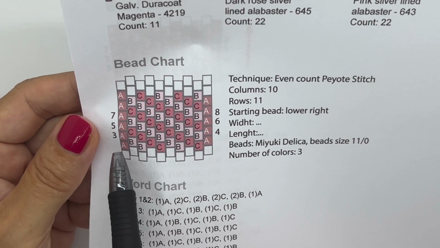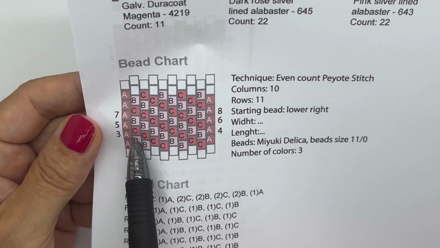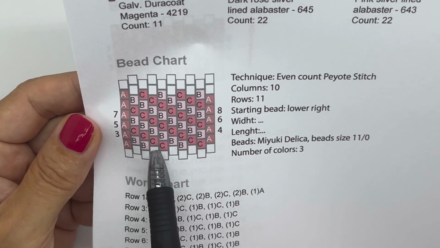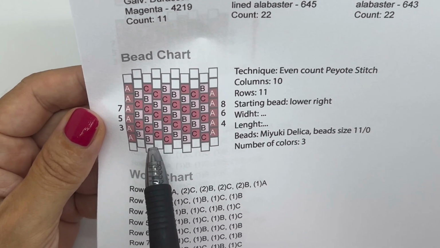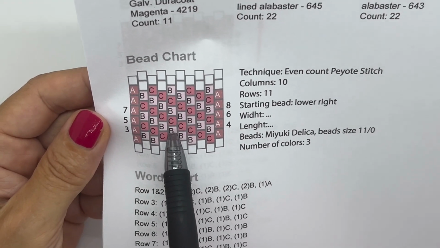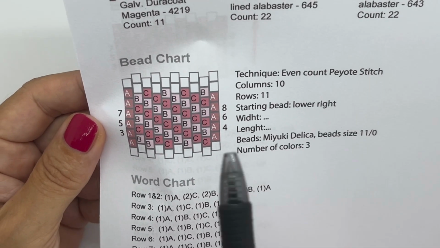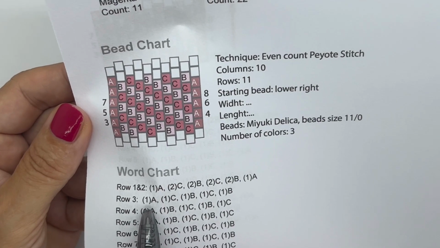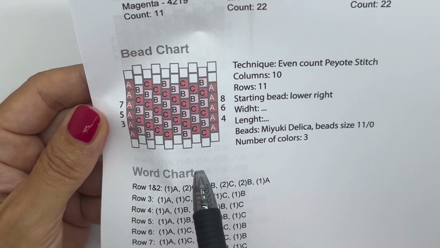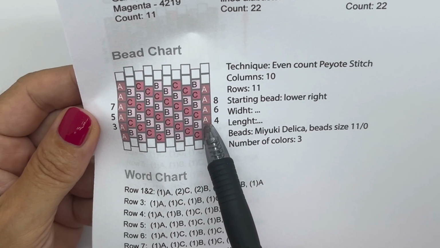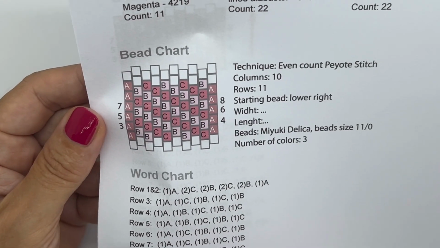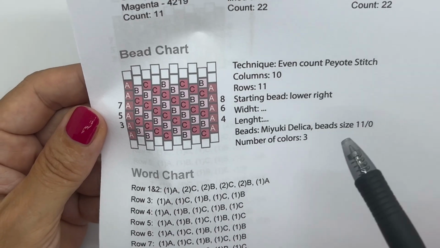For the third row, you are going to work in peyote stitch. You are going to pick up A and pass through B, then pick up C and pass through C. It doesn't matter how you pass through, but the beads in the third row are A, C, B, C, B. In the word chart, A, C, B, C, B. Now, the fourth row, starting from here: A, B, C, B, C, etc., etc.